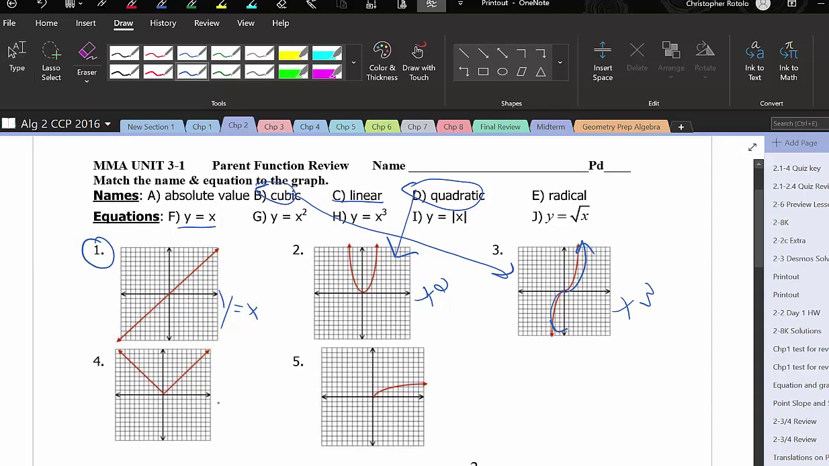Number 4, hopefully most familiar with this one at this point, that's the absolute value. And number 5 is the square root. Okay, it can also be called the radical. We keep it the square root.